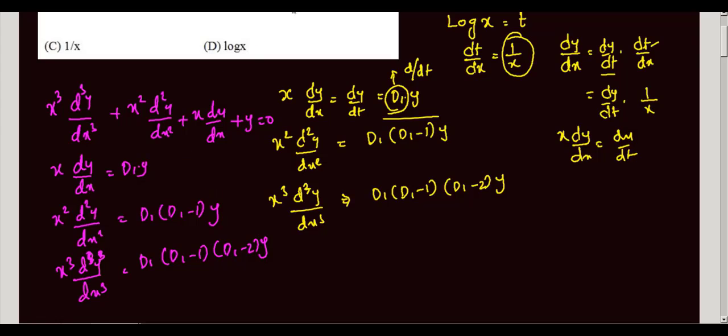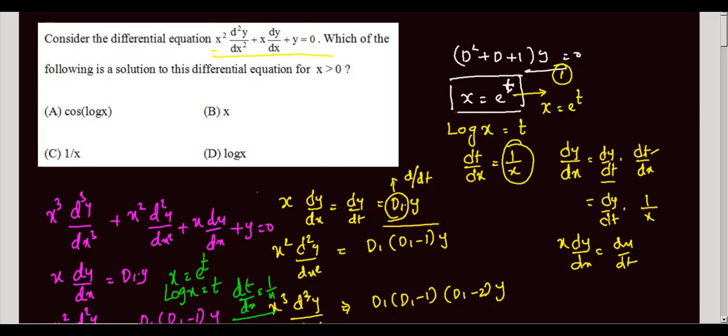Now what is the x here? This is very important and will come in the exam. x equal to e power t. Applying logarithm with base e, log x equal to t. So dt by dx is 1 by x. This you have to remember.